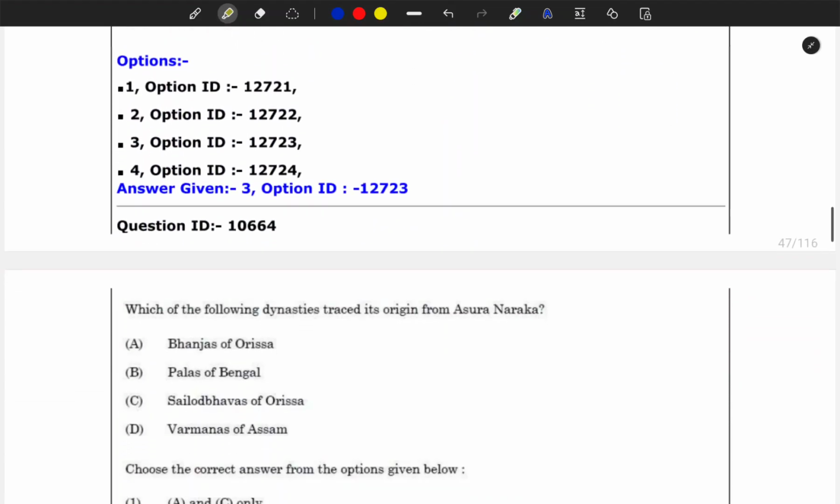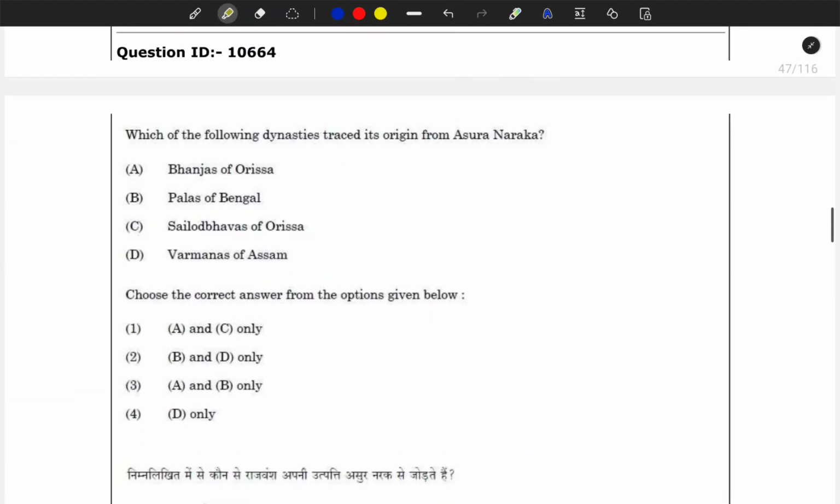Next question here. Which of the following dynasties traced its origin from Asura Naraka? Again, I don't know about this question. But the thing is that we have to see the statements and options, because even if we don't know the fact, we will be able to do certain questions correctly.